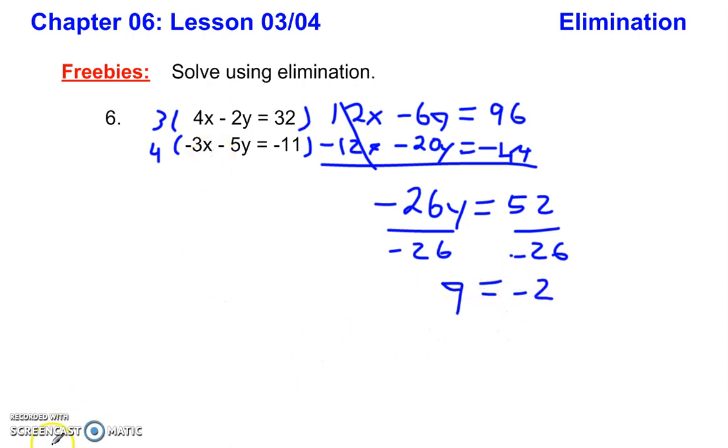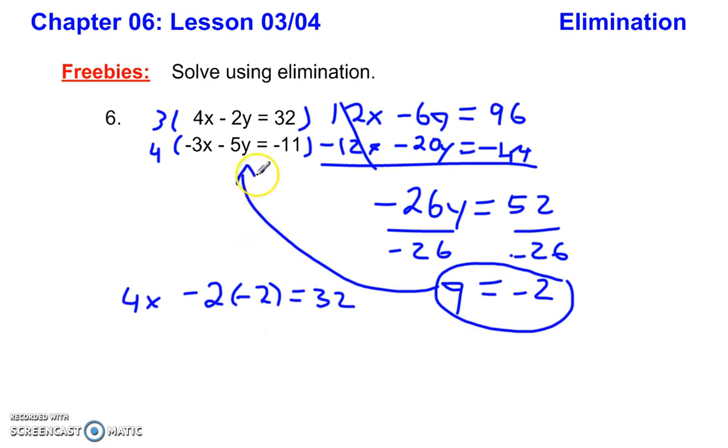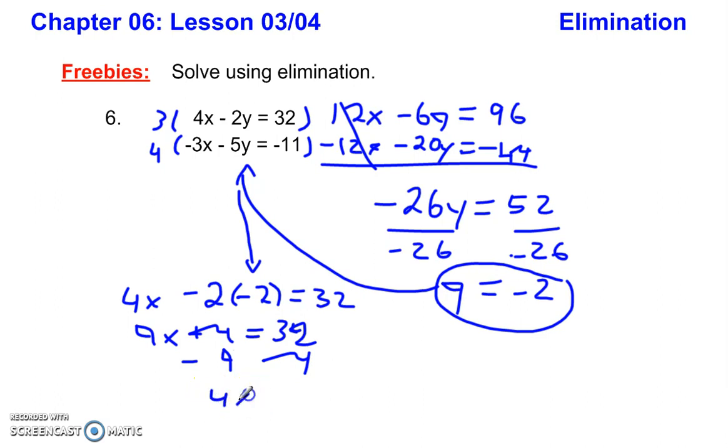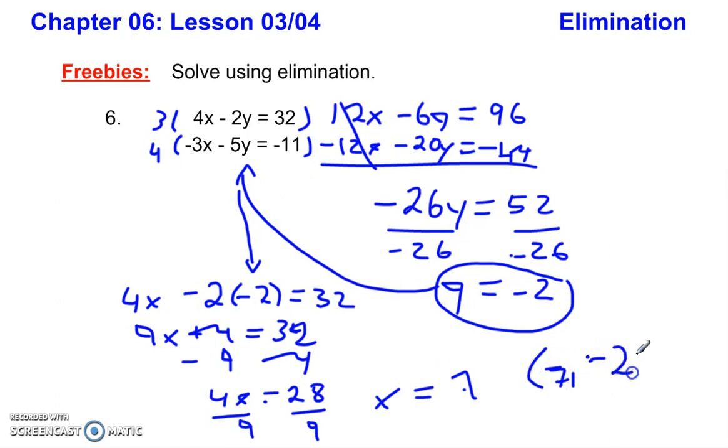Plug in negative 2 back to your original equation. So I'm plugging it into this first one. So there we go. We get negative times a negative is plus 4 is equal to 32. 4x plus 4, so subtract 4 from each side. You get 4x is equal to 28. Divide by 4. X is equal to 7. So our ordered pair is negative 7 and negative 2.